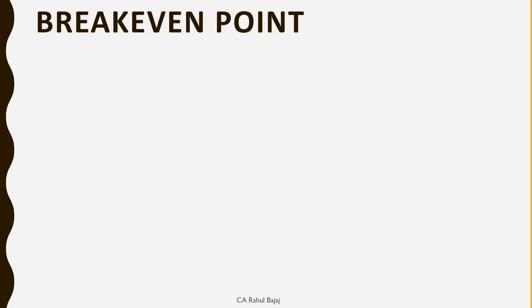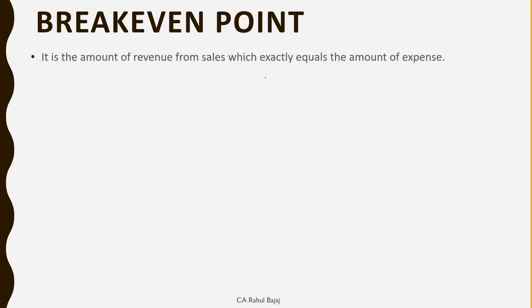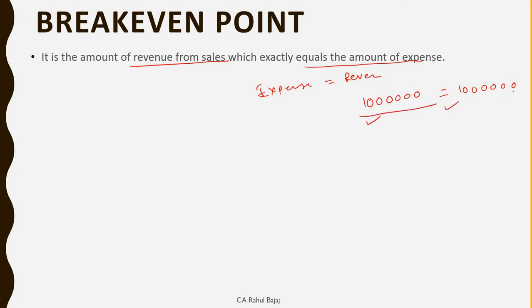Break even point. So what is break even point? A break even point means a point where my expenses match my revenue. My revenue from sales is exactly equal to the amount of expense. If I sell worth 10 lakh rupees, my cost is also 10 lakh rupees. Now if I sell anything more, that will generate my profit. So break even point is where your cost equals your revenue. Simple.